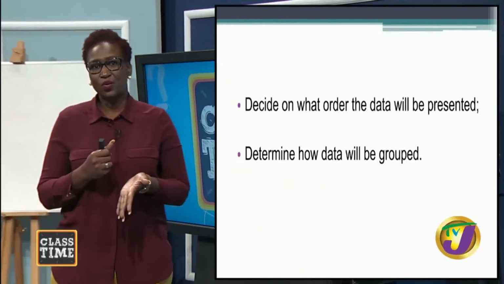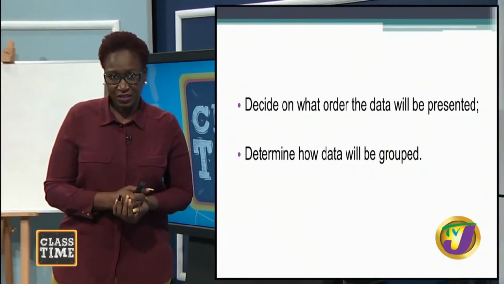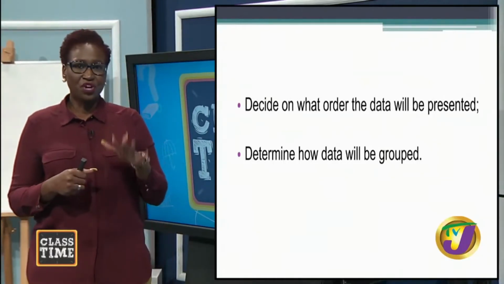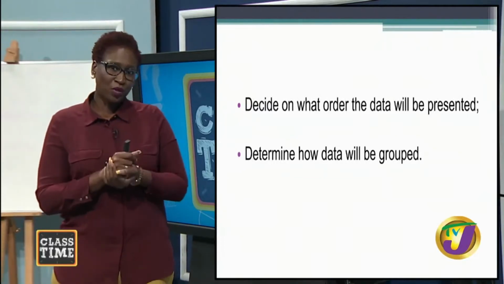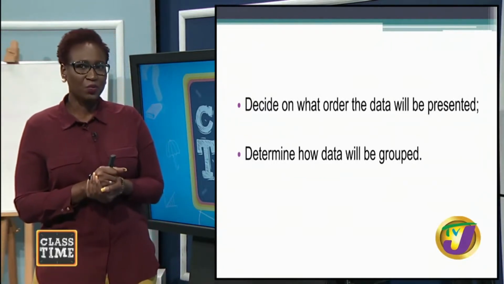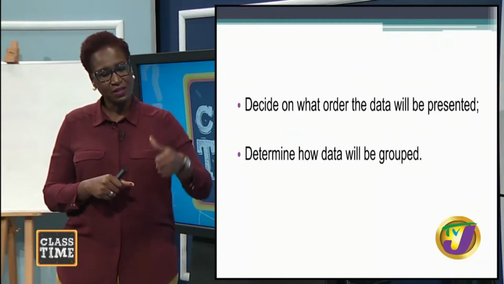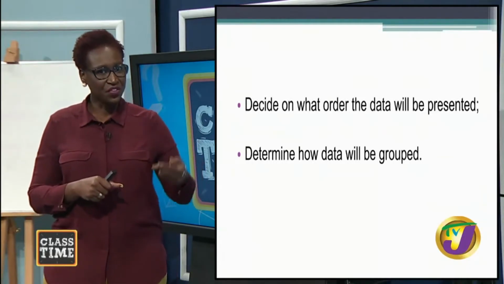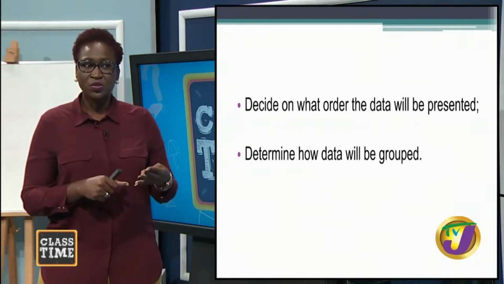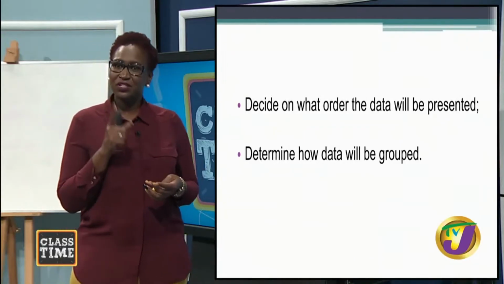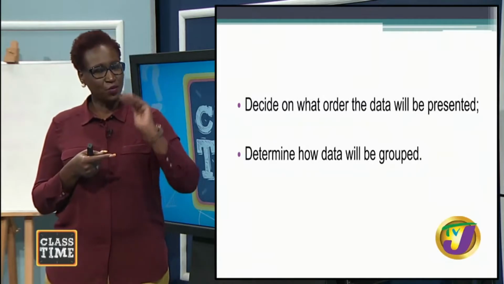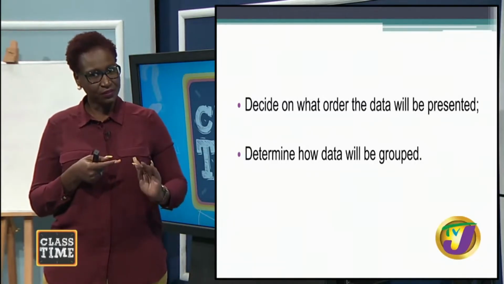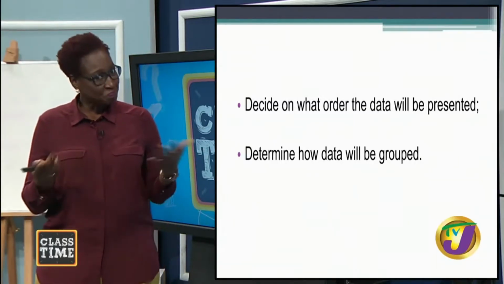So you need to decide on what order you're going to present the data in. And you need to determine how the data is going to be grouped. Now think about it. When we were looking at the data for each car, we said which one was the highest, then the second highest, then the third, then the fourth. So right there, that is a logical way to arrange it. Talk about the car that was highest first, and then the one after, and then the one after, and then the one after that.